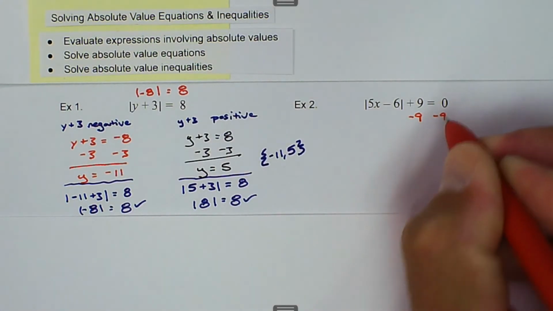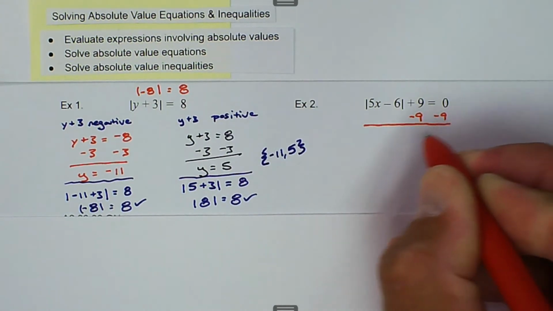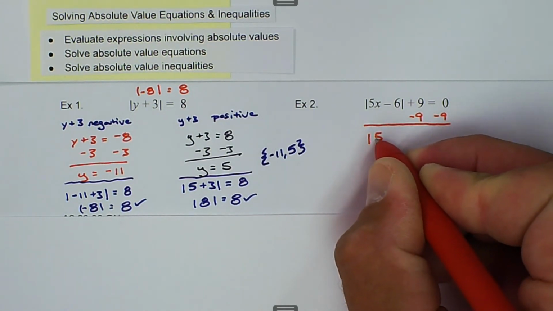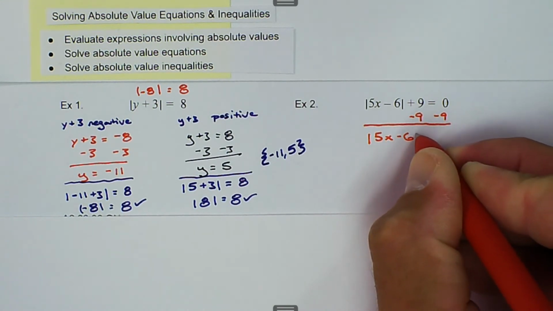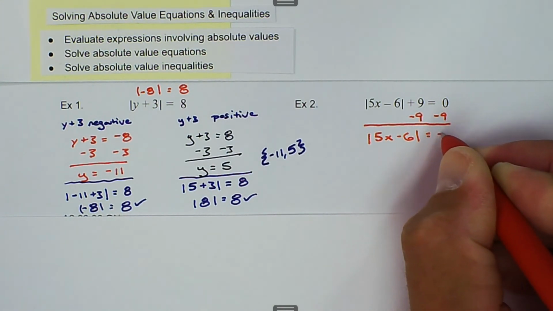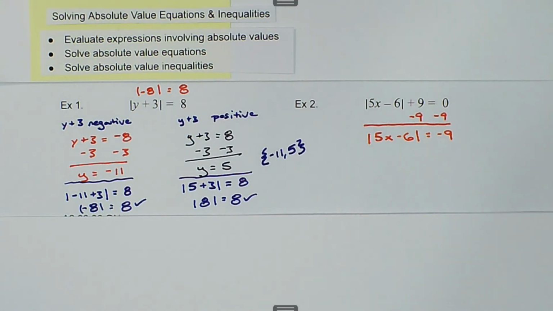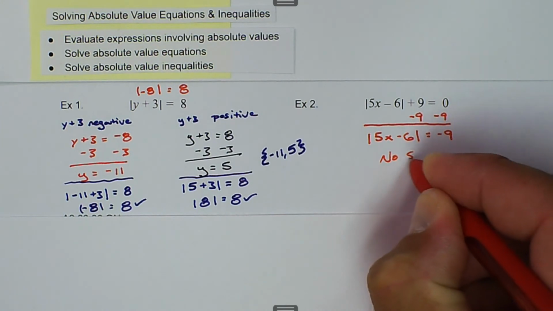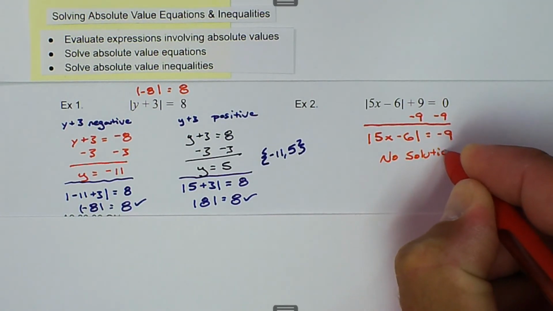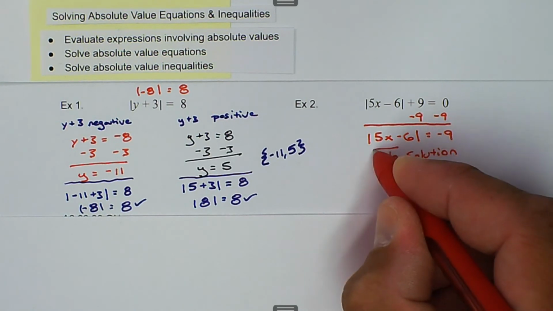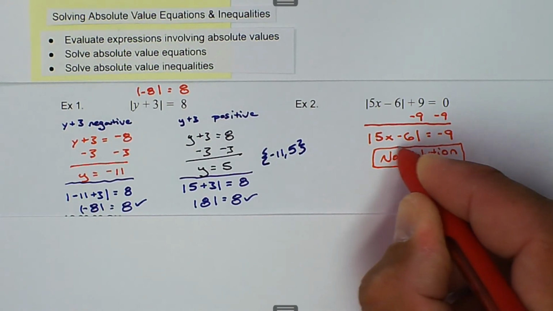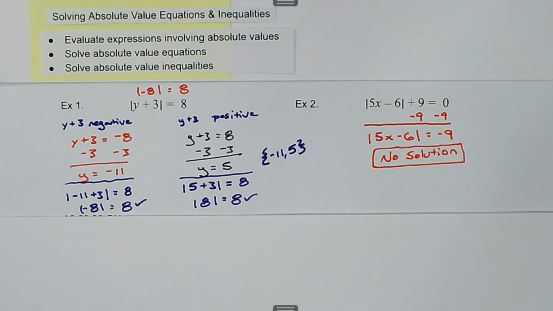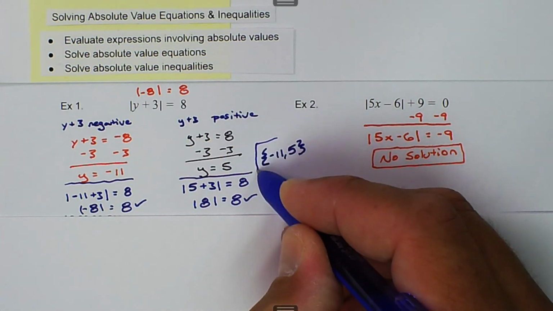So we subtract 9, and then we get the absolute value of 5x minus 6 is equal to negative 9. Well, because we know the definition of absolute value, in this case, we know that there is no solution. So there's no solution. That's the answer for this one. Why is there no solution?